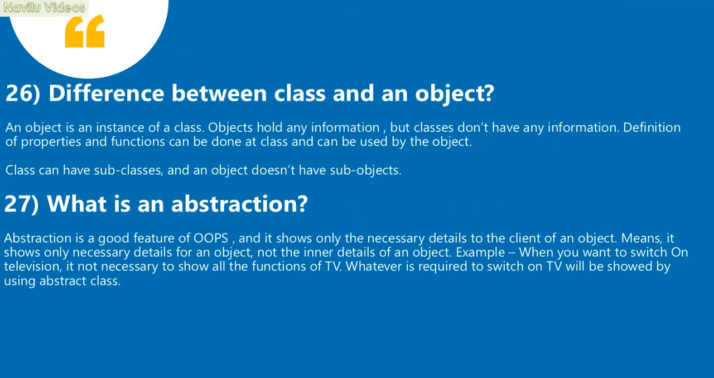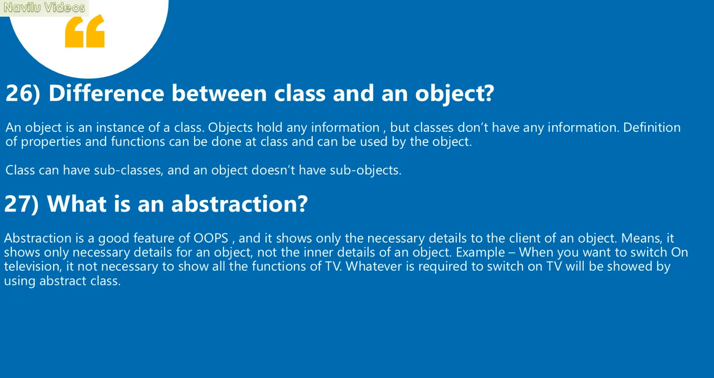26. What is the difference between a class and an object? An object is an instance of a class. Objects hold information, but classes don't have any information. Definition of properties and functions can be done at the class and can be used by the object. A class can have subclasses, and an object doesn't have subobjects.